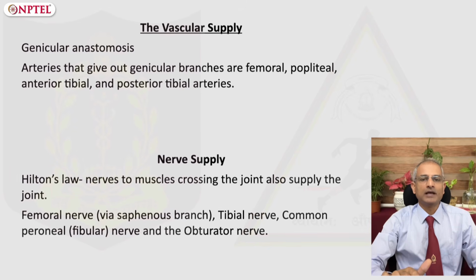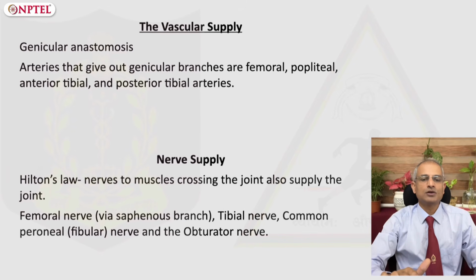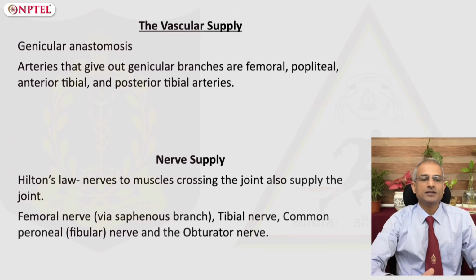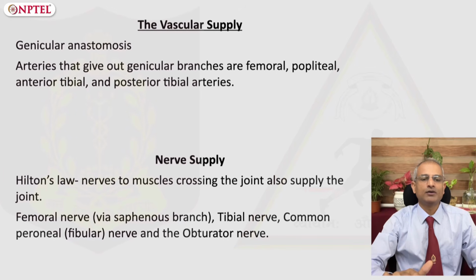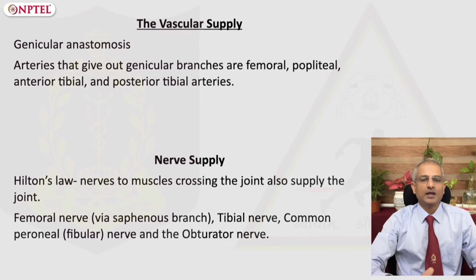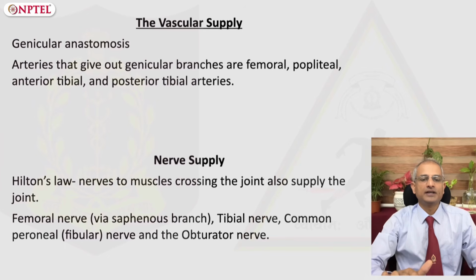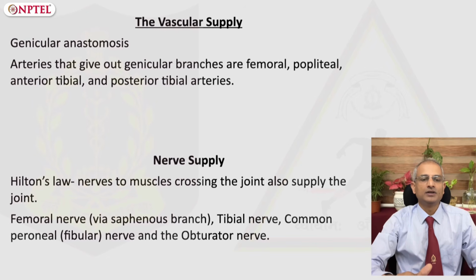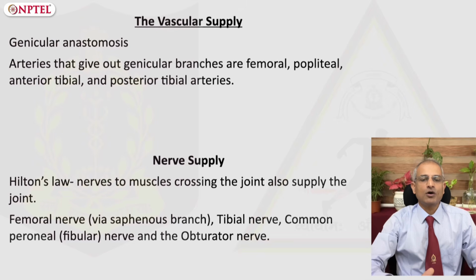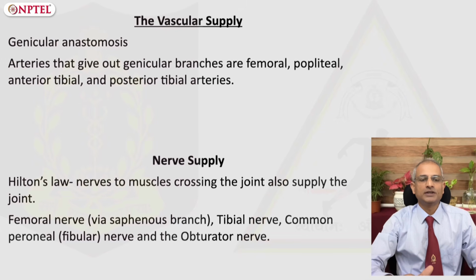Similarly, the nerve supply follows Hilton's law, which states that the nerves to the muscles crossing the joint also supply the joint. Hence, the chief nerves that innervate the knee are the femoral nerve, the tibial nerve, the common peroneal nerve, and the obturator nerve.